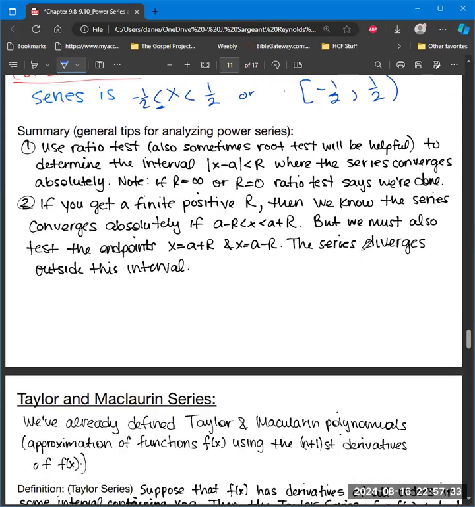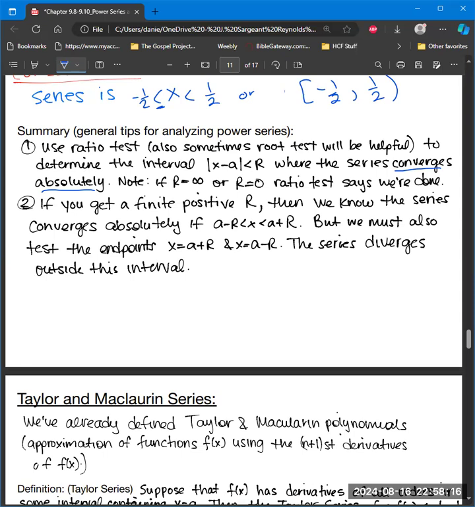Summary of general tips for analyzing power series. Use the ratio test, and sometimes the root test will be helpful when there's a whole bunch of nth powers, especially an n to the nth power, to determine the interval of convergence for the absolute value of x minus a is less than r. And remember that it converges absolutely there since we are using absolute value bars in the ratio or root test. Note that if r is equal to infinity or r is equal to 0, we're done, because we know that we either have all real numbers as answers or only the center as an answer there.